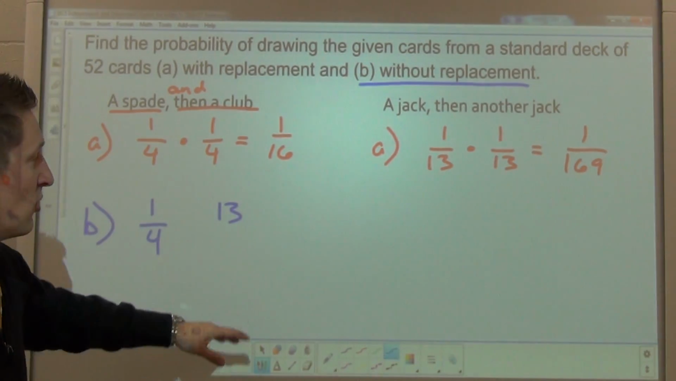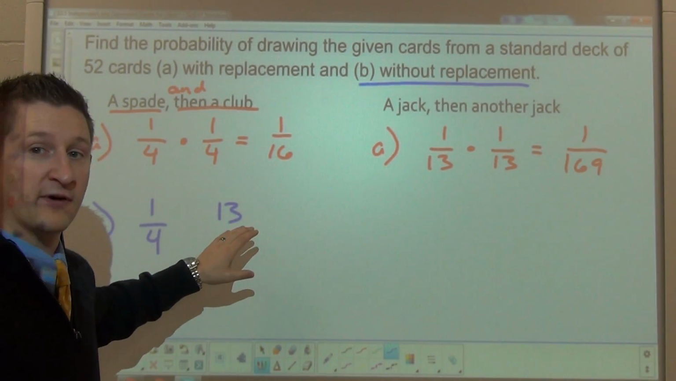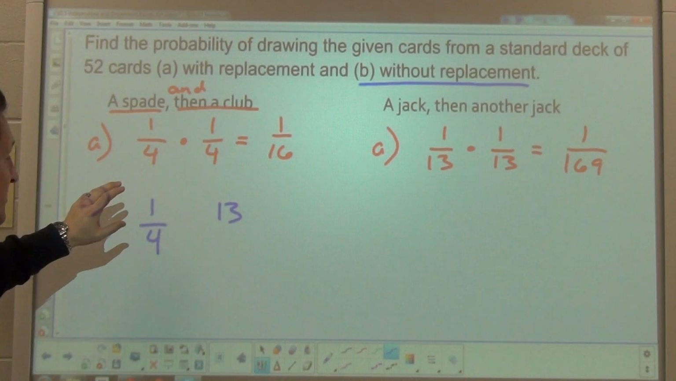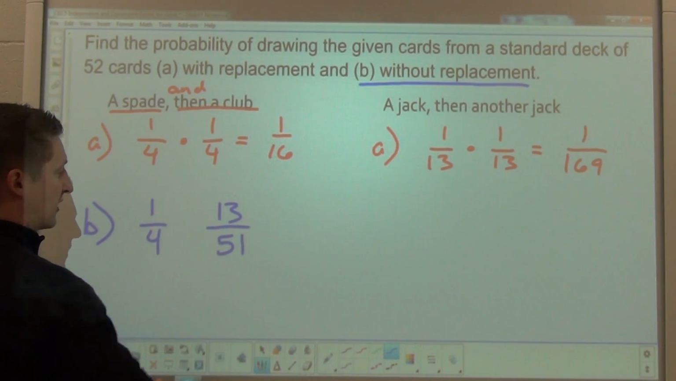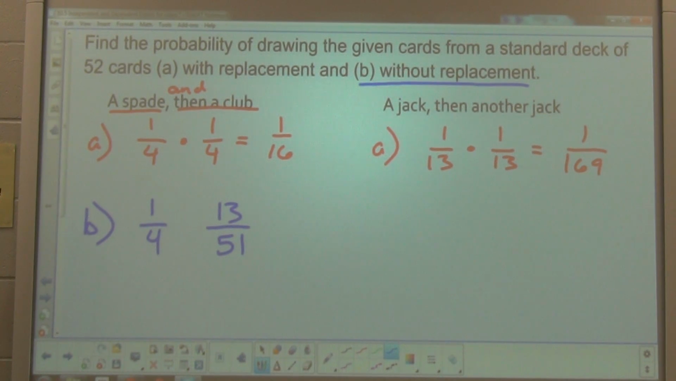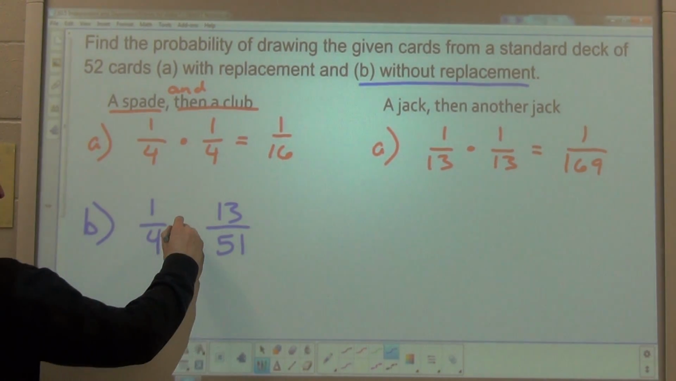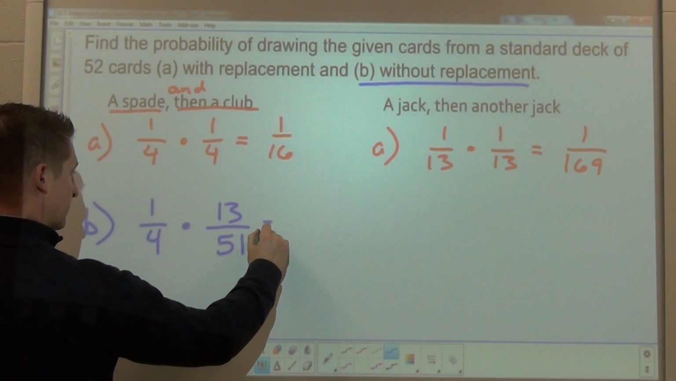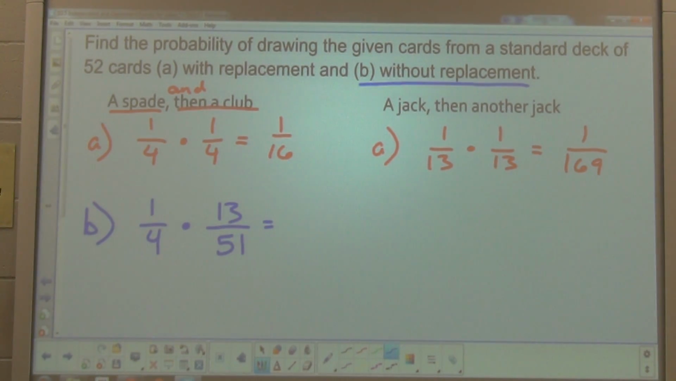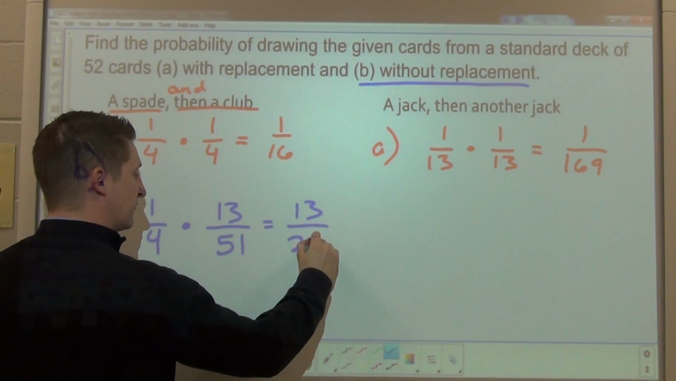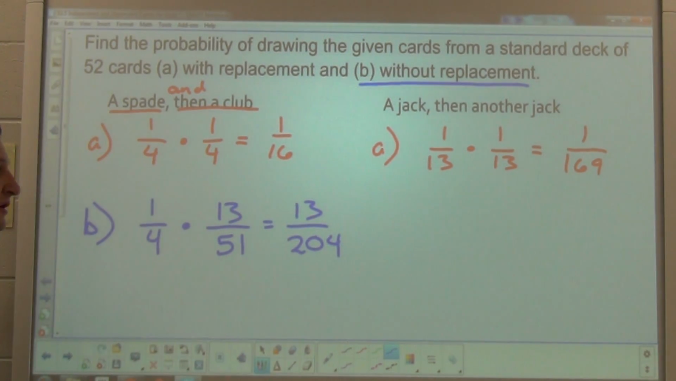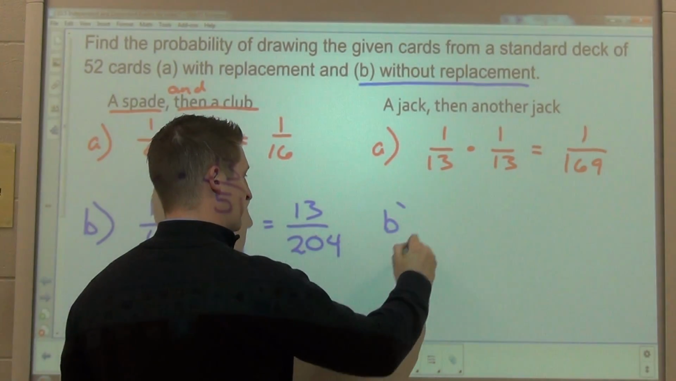The difference is in the total number of cards available to me. If I don't replace the spade that I drew first, I now have only 51 cards remaining in the deck from which to draw. Multiplying these two items together, I end up with a nice 13 out of 204. Slightly different scenario than it was if I replaced the card in the deck. Now let's see how that affects our jack problem over here.